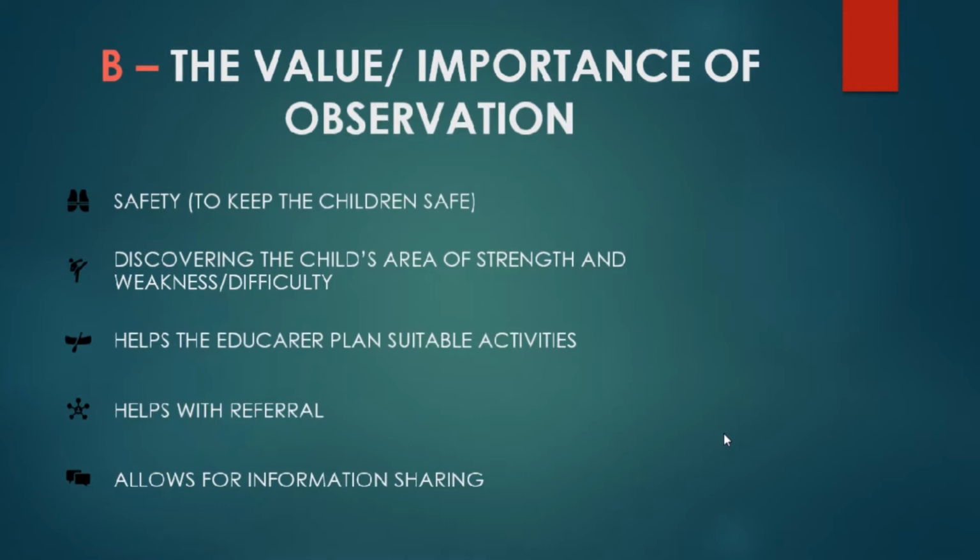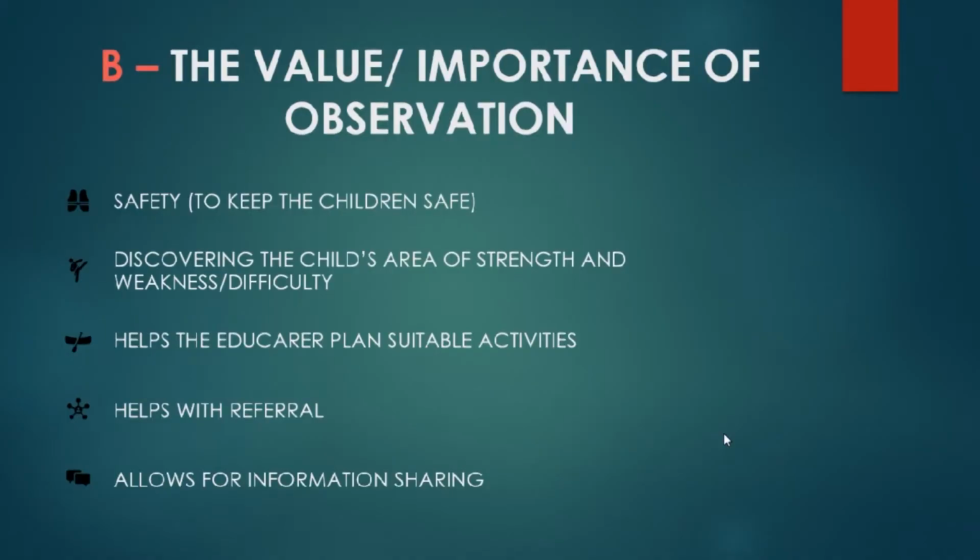It helps us to discover the child's area of strength and weakness or difficulty. Observation helps the educator to plan suitable activities for the child. Whilst you are observing the child, you'll be able to see the limitations and abilities of the child. Therefore, the lesson plan that you are going to prepare for the child will be based on the ability of the child. Let me give you an example.